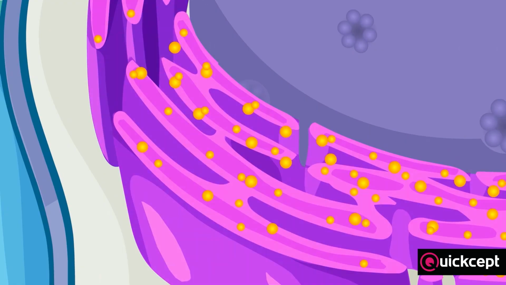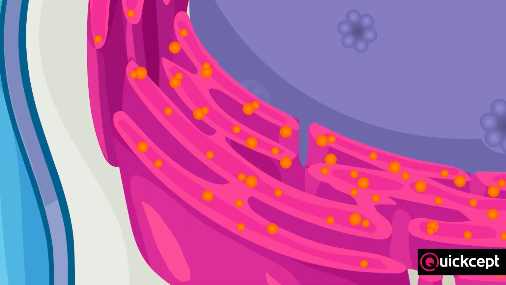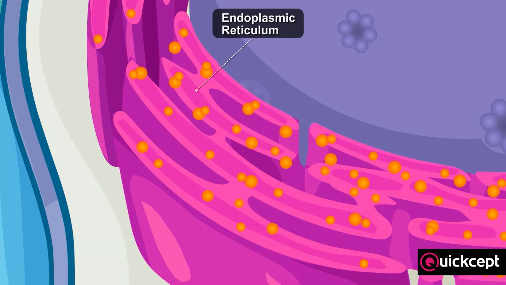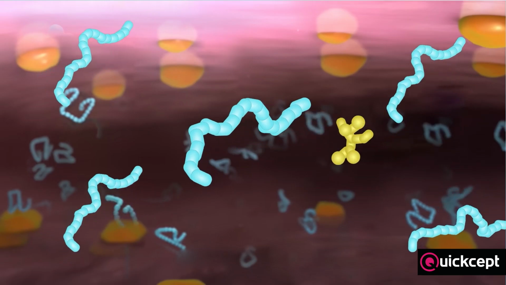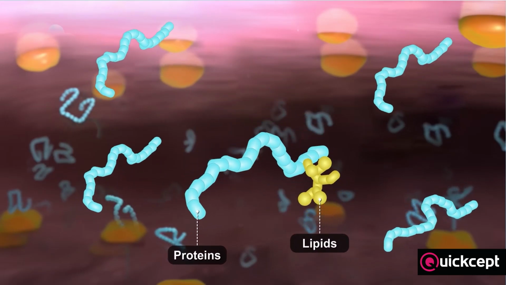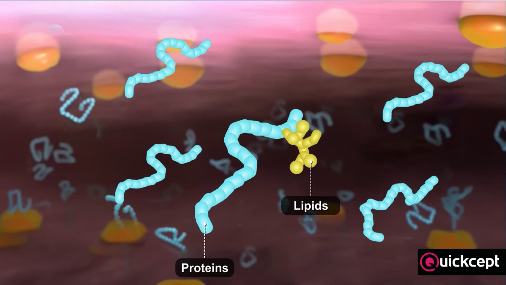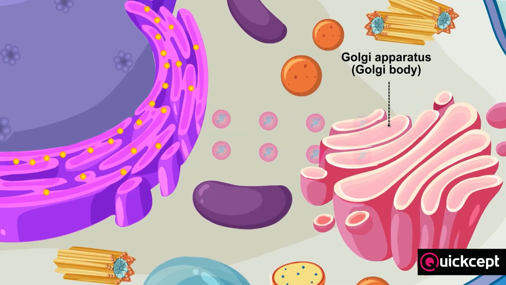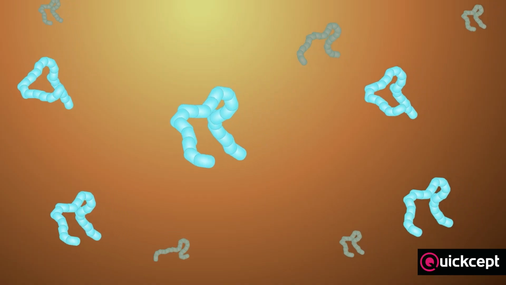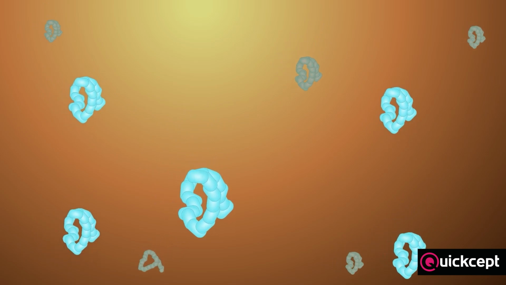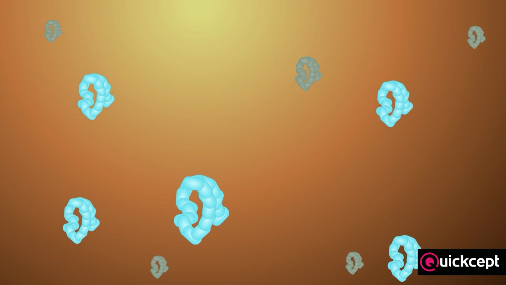Let's take a tour of the tiny organelles inside the cytoplasm. Lying next to the nucleus is the Endoplasmic Reticulum, ER, a network of membrane-bound channels. The ER helps in the synthesis of proteins and lipids. The proteins and lipids formed in the endoplasmic reticulum are transported in small vesicles to the Golgi apparatus or the Golgi body. The Golgi apparatus is like a cell's post office. It sorts, modifies, and packages proteins for use inside or outside the cell.